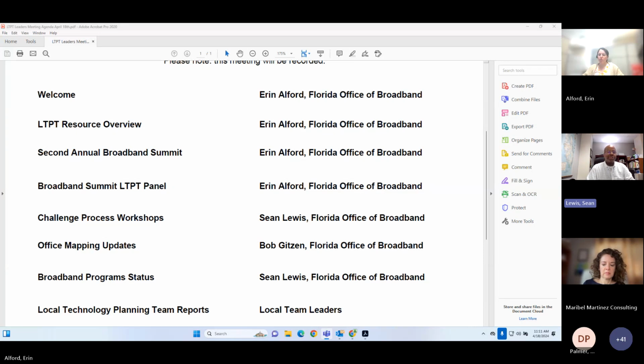And for Digital Connectivity Technology Program, we are in the final stages of review on the applications that were submitted under that program.